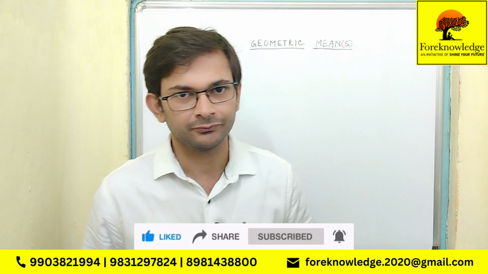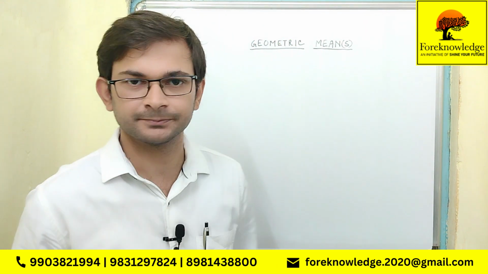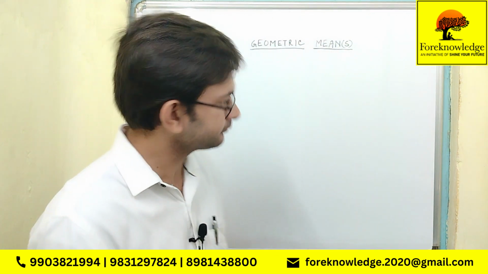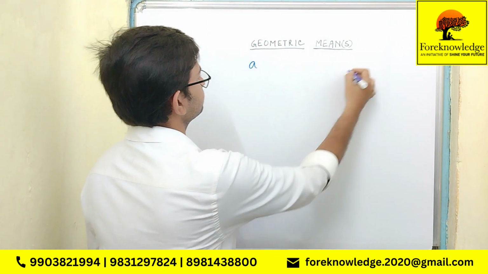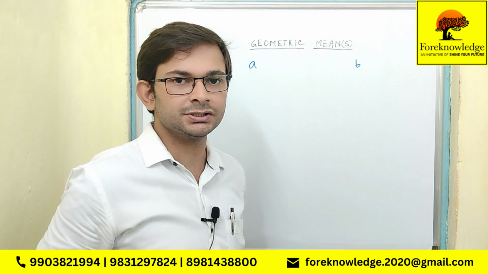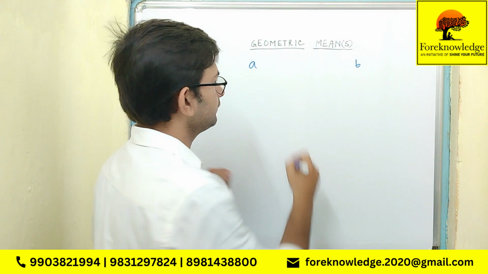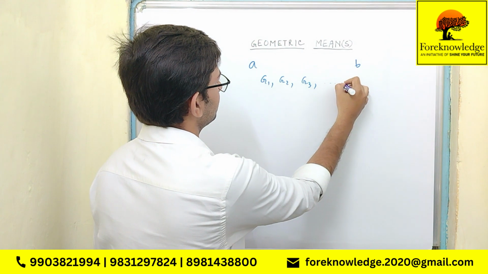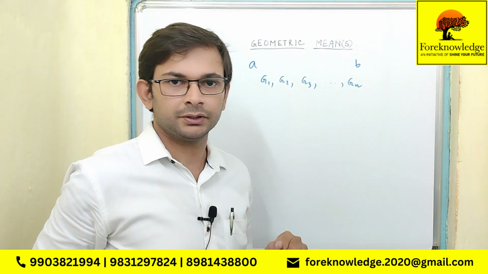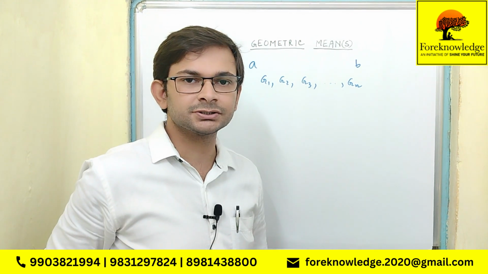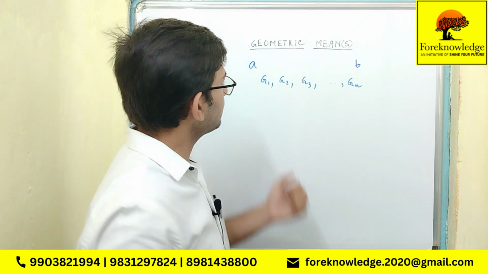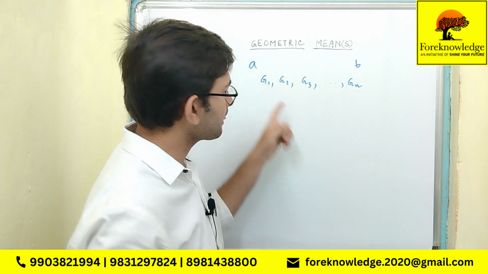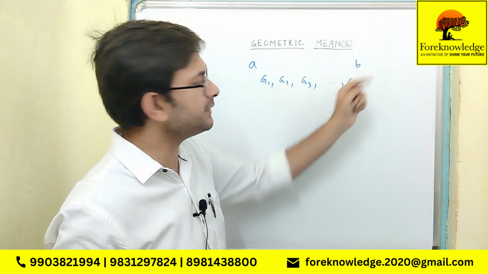In this video, we are going to discuss geometric means. So what are geometric means? Like arithmetic means, you have two numbers a and b, and you are supposed to insert n geometric means, that is G1, G2, G3 up to Gn. We are inserting these quantities in such a way that we have A, then these n quantities, and B.